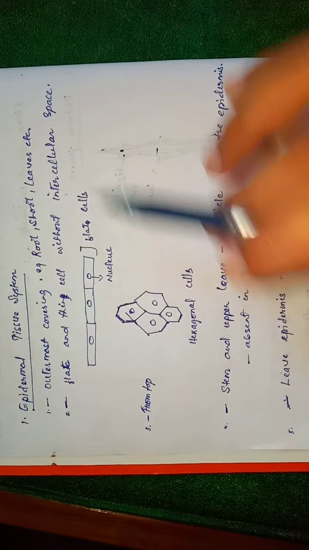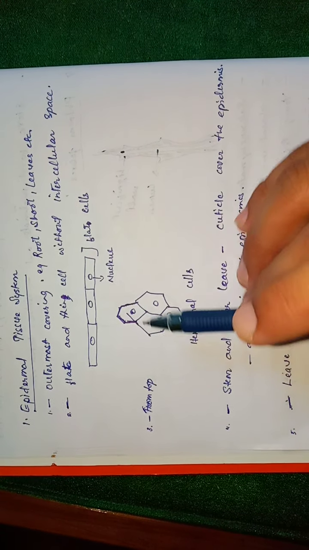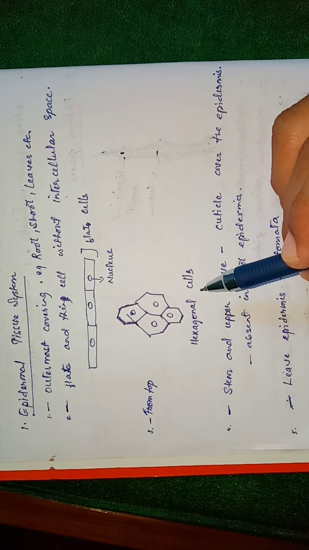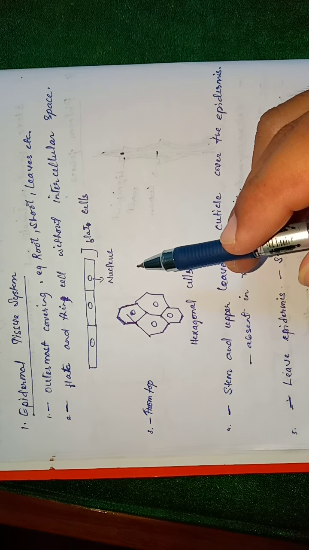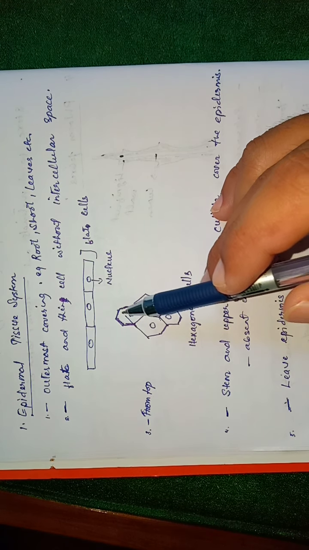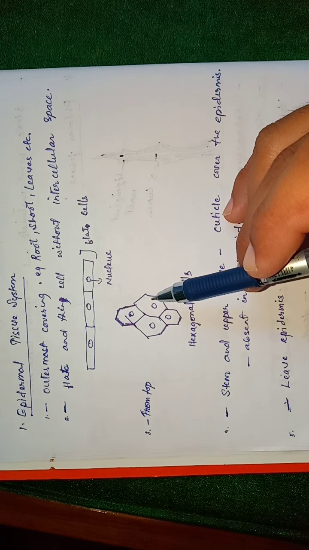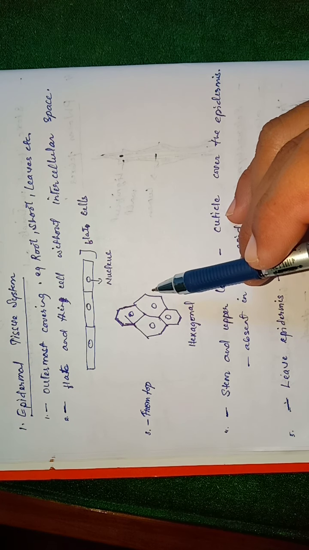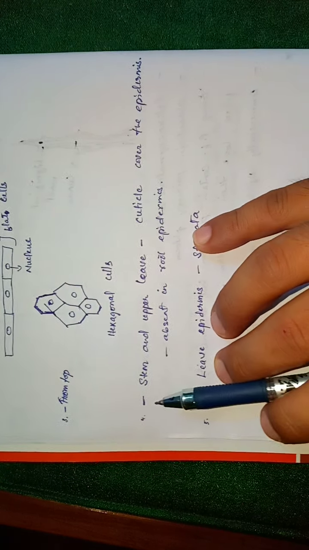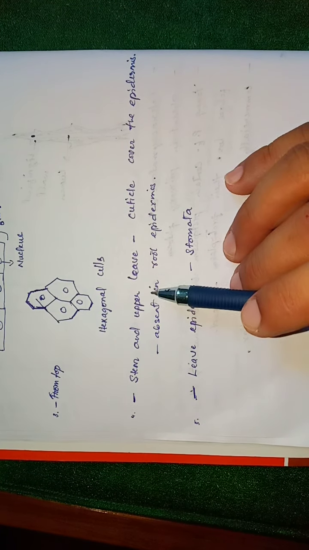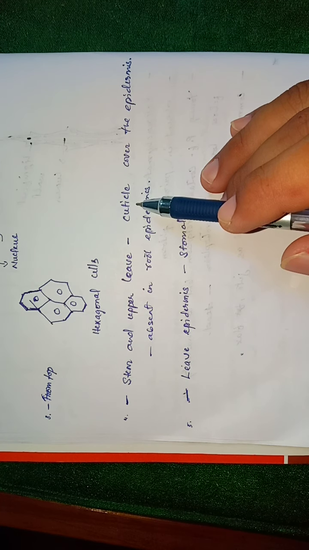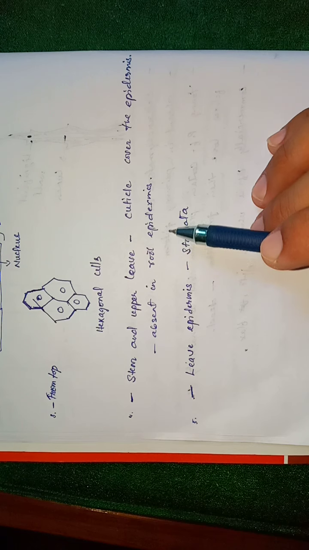If we observe the epidermal cells from the top, the epidermal cells occur in hexagonal or polygonal shapes. So these cells fit to each other so perfectly, hence there is no need for intercellular space between the cells. In the stem and the upper surface of the leaves, the epidermis is covered with cuticle. However, this cuticle is absent in the root epidermis.